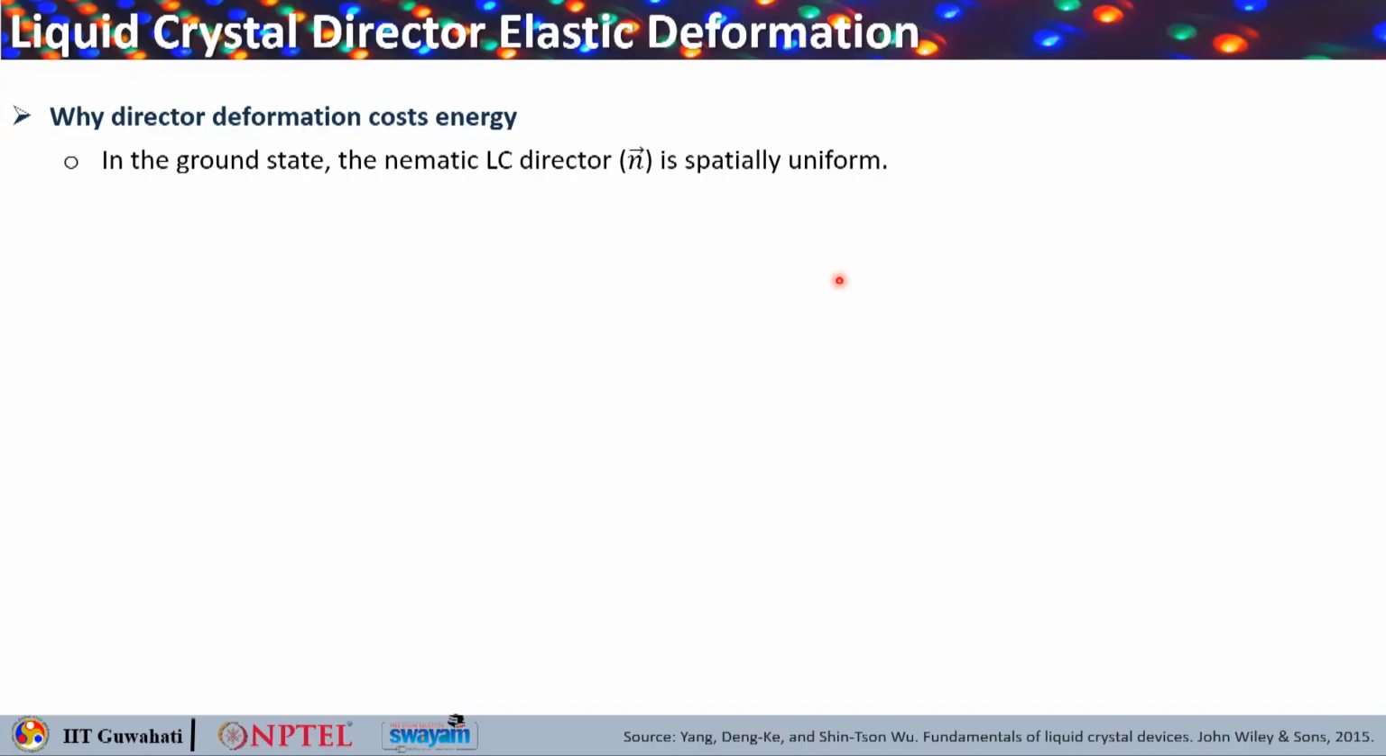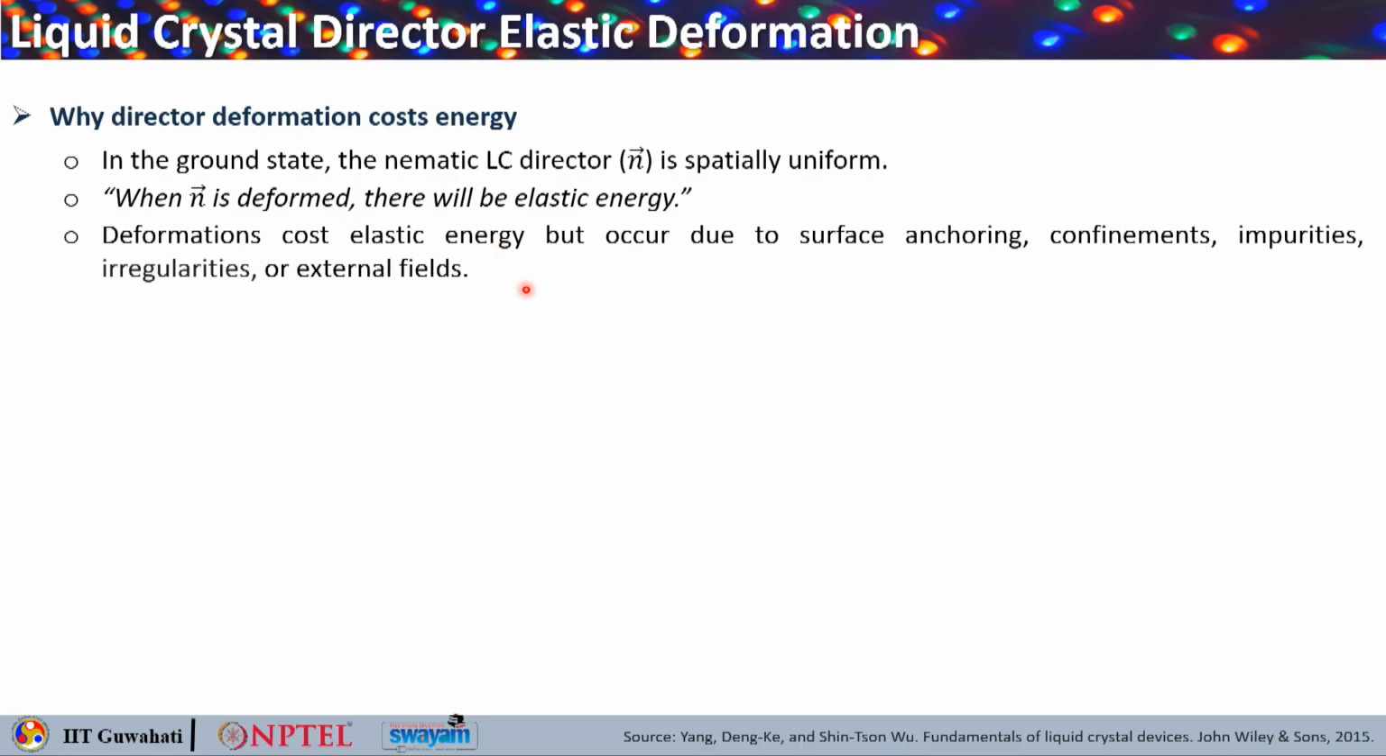Now, why does director deformation cost energy? You need to understand that in the ground state, the nematic liquid crystal director is spatially uniform. So when n, this director, is deformed, here I am using both notations: you can use n in boldface, or n with an arrow symbol on top. That's the vector, that's the director, right? So when n is deformed, there is always elastic energy.